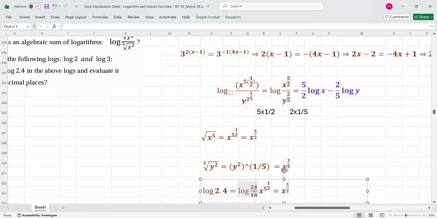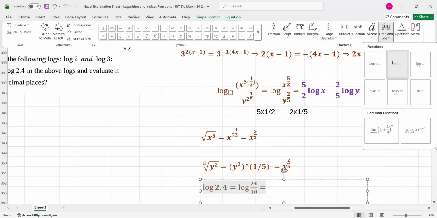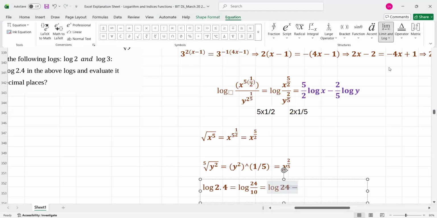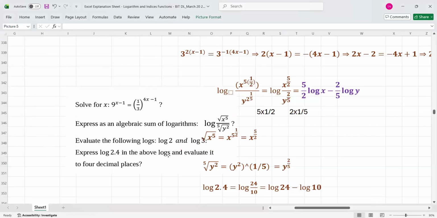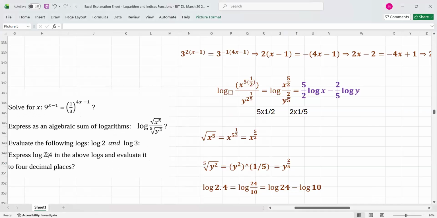And then according to the subtraction rule, because it's dividing, this gives you log 24 minus log 10. So this log 24, and then subtraction will give you minus log 10. Okay, so when you're able to write it like that, you then might find out what is log 24 in terms of factors. Please read the question again. The question says express 2.4 using log 2 and log 3.